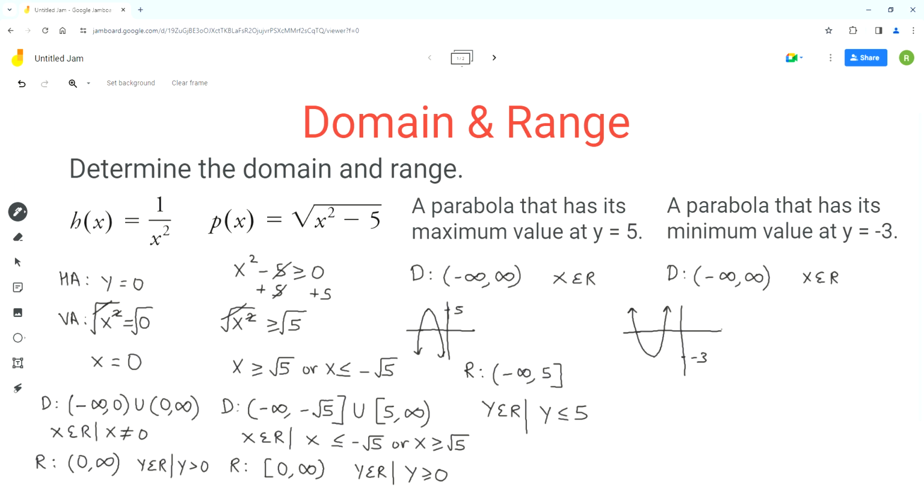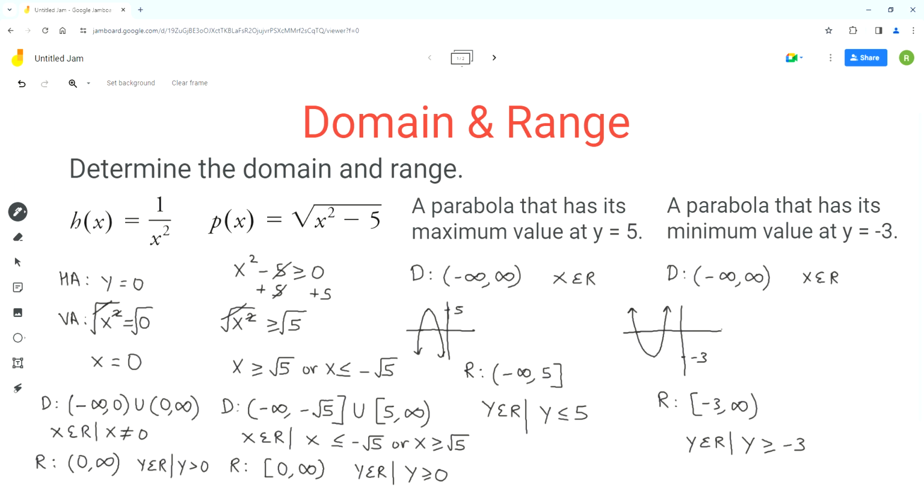So one possible parabola that can be sketched for this problem is like this. As we can see for the range, this parabola contains all y values starting at negative 3 and going higher. So the range in interval notation will be from negative 3, and negative 3 is included, so we have to use the square bracket, negative 3 to infinity. For positive and negative infinity, we always use the parentheses. In the other notation, the range will be y ∈ ℝ, and then y is greater than or equal to negative 3, because negative 3 is the minimum value of the parabola.